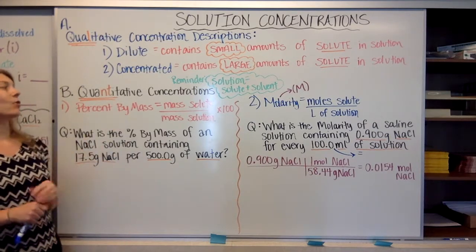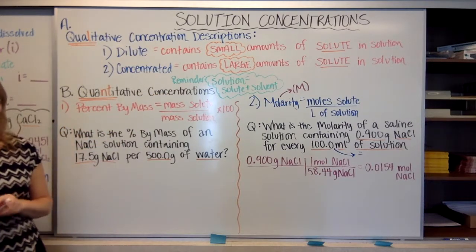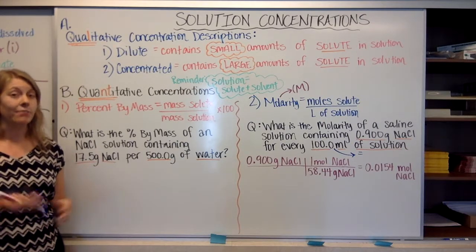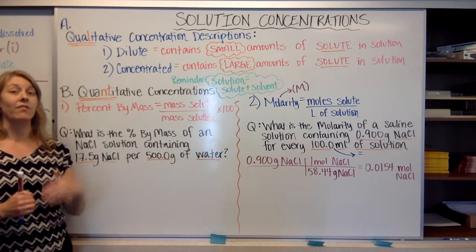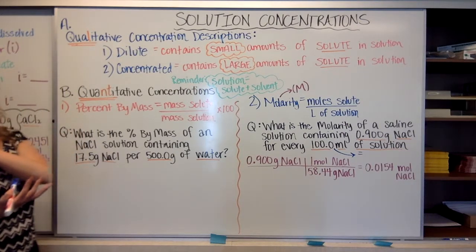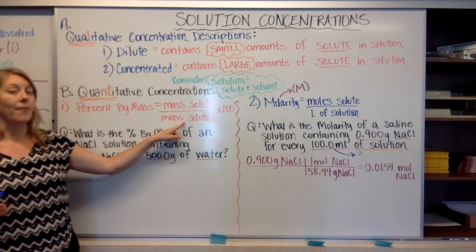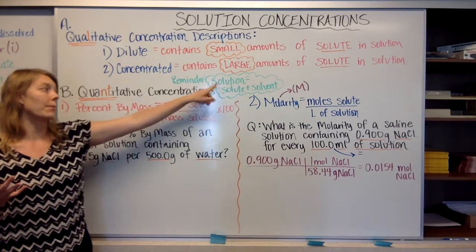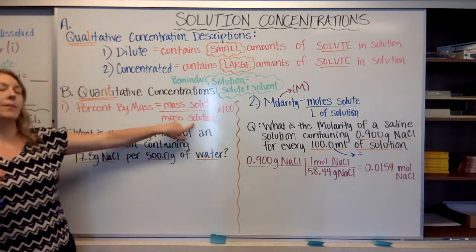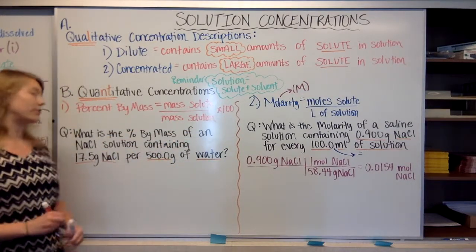So the first one for quantitative concentrations is percent by mass. Now percent by mass is going to look awfully similar to percent composition. So we've already really seen this. Remember, percent composition was the part over the whole times 100, all right? This is the same thing. The mass of the solute, which is part, divided by the mass of the solution, which is the whole. Remember, the solution is made up of the solvent and solute. Okay, so mass of solute divided by mass of solution times 100. Part over whole times 100.